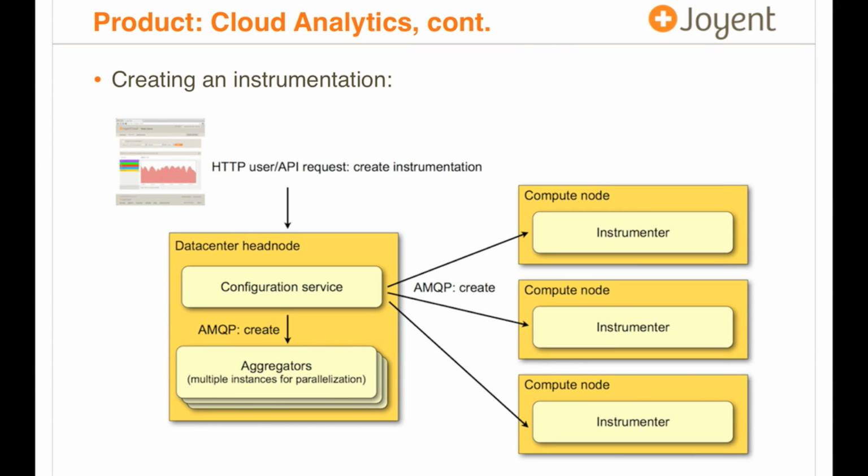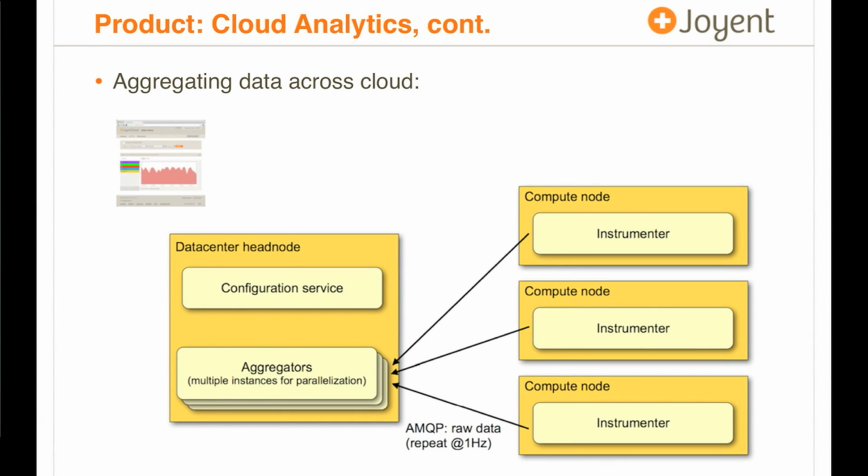To give you an idea of the sort of technical challenges involved, consider creating an instrumentation. We've got a configuration service. We'll use the AMQP protocol to talk to each compute node, which is the servers running the cloud tenants. They have their own instrumenters running in the host or global zone, and the instrumenter will instrument all of the tenants. Data is aggregated from the cloud at 1 Hertz. So every second, the instrumenters will send the data to the aggregators.